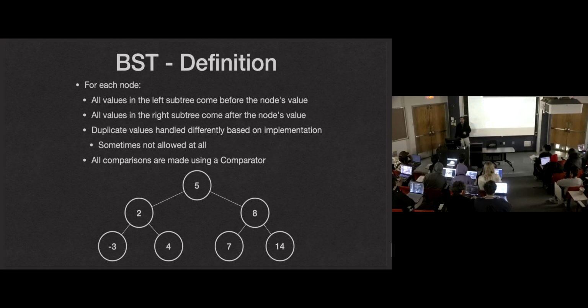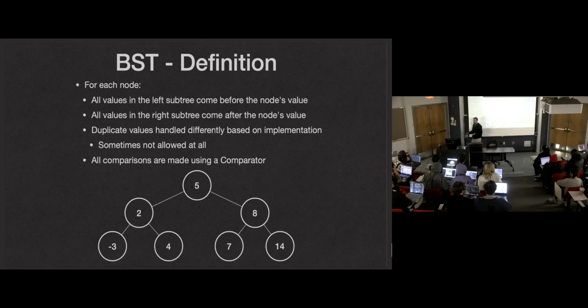And this property has to hold for every single node in the tree. So with the root, everything over here is less than 5, greater than 5. And at this node, everything's less than 2, greater than 2. For this node, everything's less than 8, greater than 8.